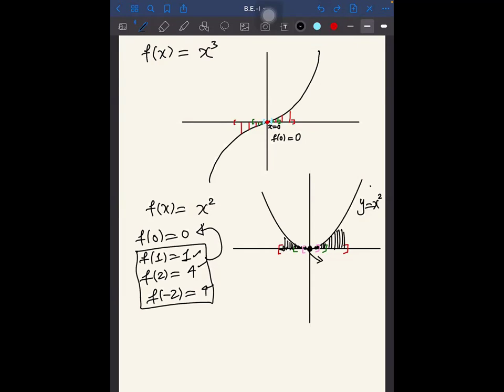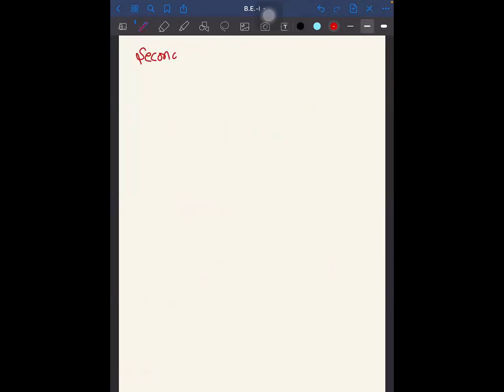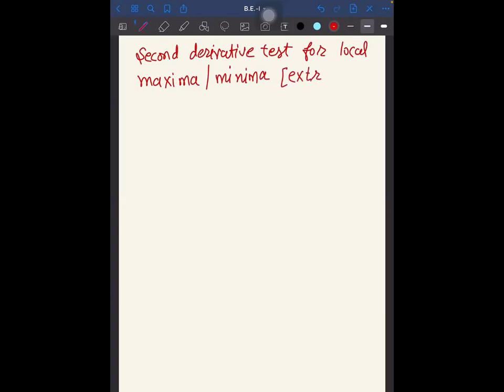So let me tell you about the working rule. Second derivative test for local maxima, minima, or maybe a saddle point. So more precisely, I would call it extreme values. It can be a saddle point, it can be a maxima, it can be a minima, or maybe an indecisive state.